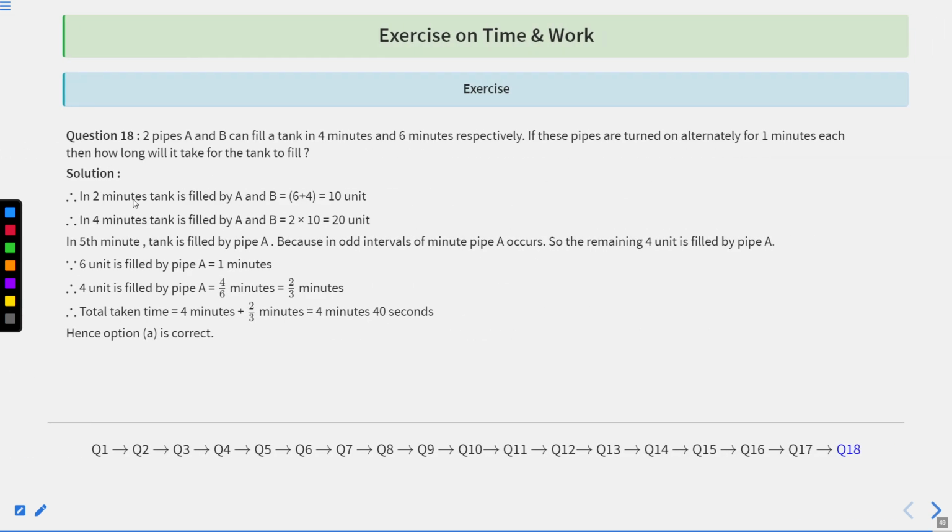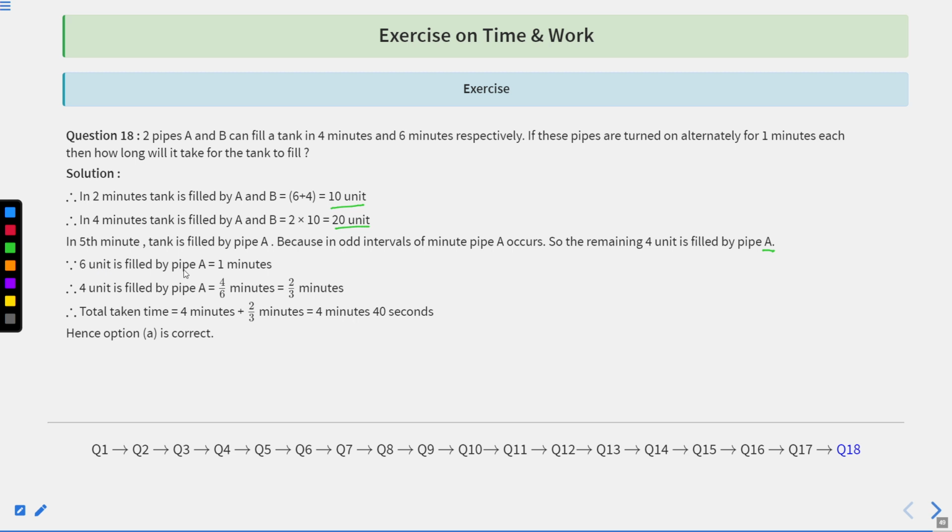So therefore, in 2 minutes, tank is filled by A and B equal to 6 plus 4, that is 10 unit. Therefore, in 4 minutes, tank is filled by A and B equal to 2 into 10, 20 unit. And in the 5th minute, tank is filled by pipe A, because in odd minutes, pipe A operates. So the remaining 4 unit is filled by pipe A.